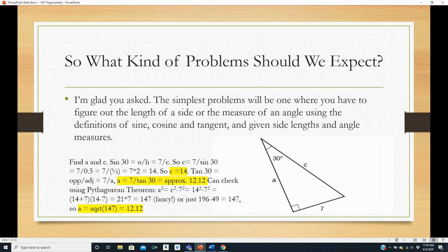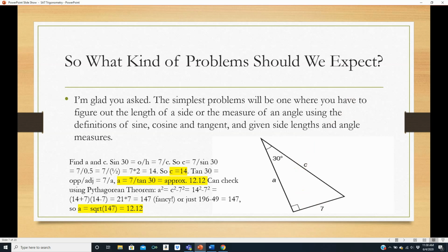So if you want to find A and C, what you can do is you can say, okay, well the sine is the opposite over the hypotenuse. So when we're doing this, we know the opposite is 7, we know the hypotenuse is C, so we have to find C.